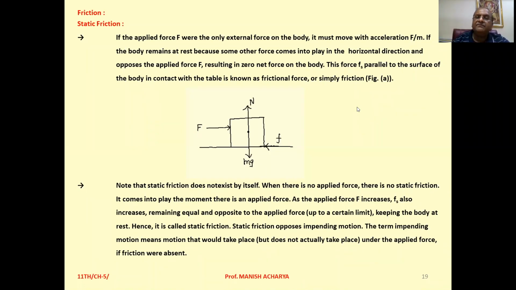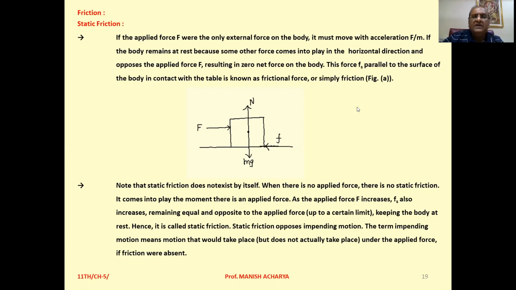then that body should move with acceleration equal to F by m. But many times we observe that force is applied and still there is no motion of the object. Force is applied but motion is not there. It implies that definitely your applied force is balanced by some other force. Then and only then will the body remain in equilibrium, otherwise not. The body is not moving with acceleration equal to F by m, which means definitely your applied force is balanced.